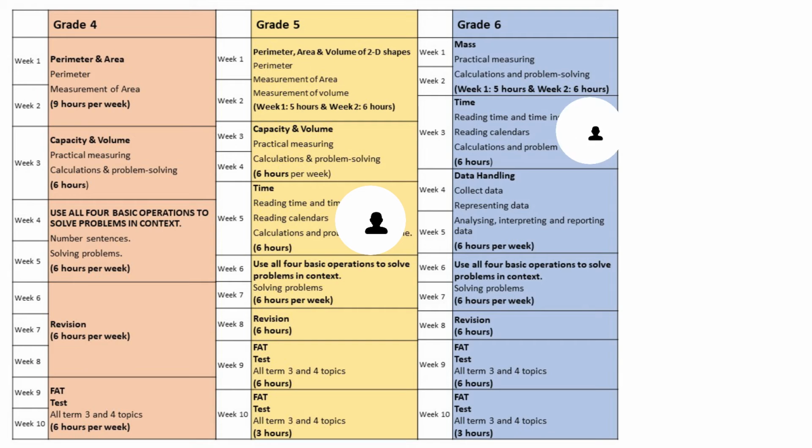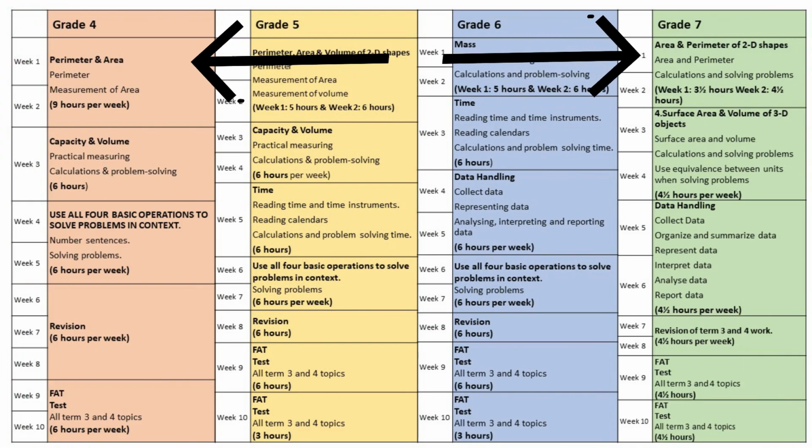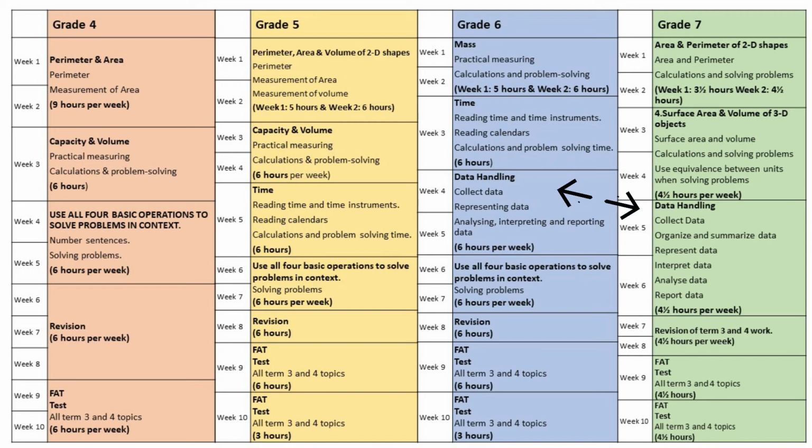Time is a common concept for grades 5 and 6 maths classes. Grade 6s also do maths and data handling, which is not done in grades 4 and 5. Grade 7 has area and perimeter of 2D shapes in common with grades 4 and 5, and data handling with grade 6. Please note that grade 7s also have extensive time allocated for revision, 9 hours. Please use this time fully to help the learners catch up on lessons missed previously.